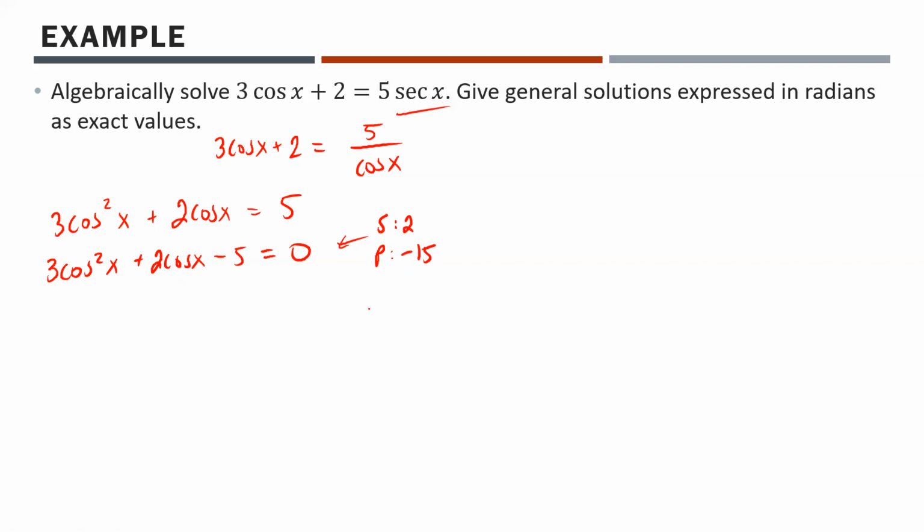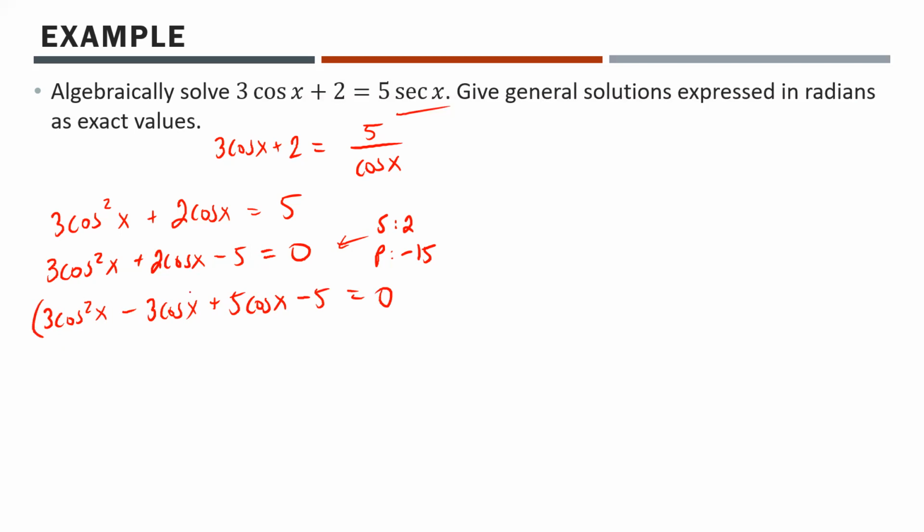What are two numbers with a sum of 2 but a product of negative 15? I think that would be 5 and negative 3. So I'm going to write the negative 3 first, just so I don't have to use that weird bracket rule again. So I'll say 3 cosine squared x minus 3 cos x, so there's my negative 3, plus 5 cosine x minus 5 equals 0.